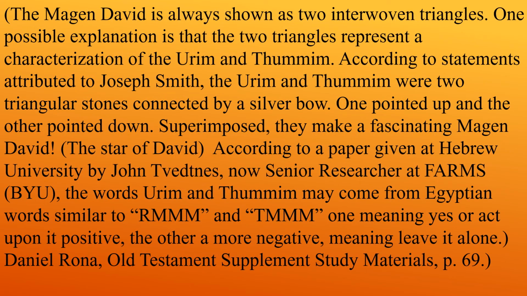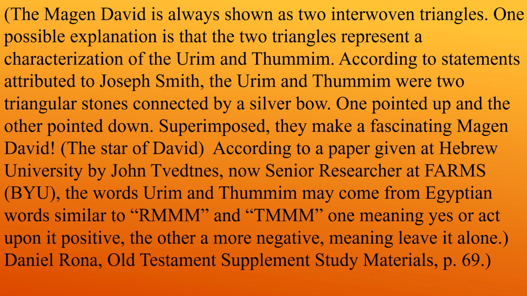The Magen David is always shown as 2 interwoven triangles. One possible explanation is that the 2 triangles represent a characterization of the Urim and Thummim. This is the Star of David that we're talking about. According to statements attributed to Joseph Smith, the Urim and Thummim were 2 triangular stones connected by a silver bow. One pointed up and the other pointed down. Superimposed, they make a fascinating Magen David, the Star of David.